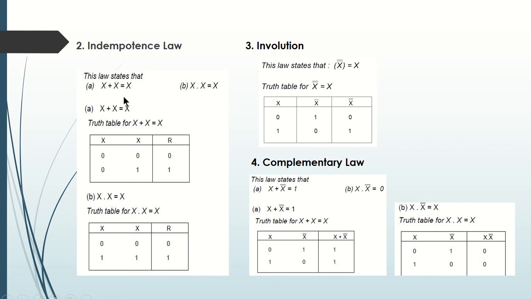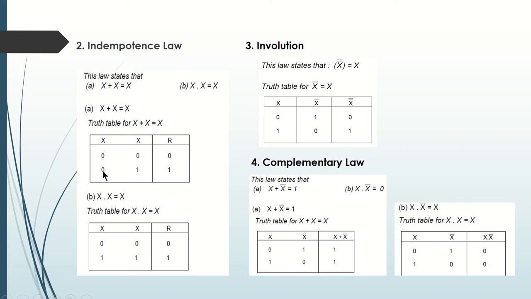Now you have to prove it using the truth table. How will you write the truth table? x, and this is x plus x. Here the x value is 0 and x value is 0, so x plus x is 0. Here it is 1, it's supposed to be 1, so sorry again.